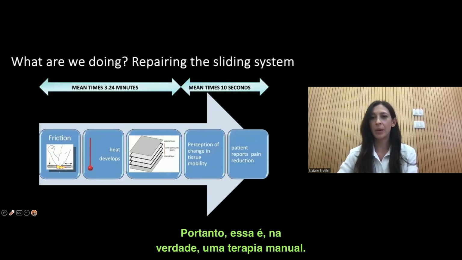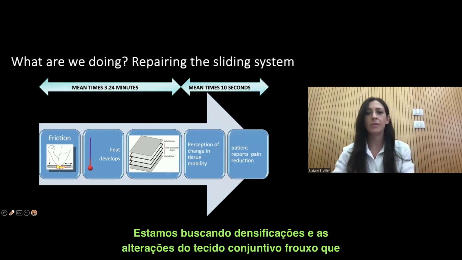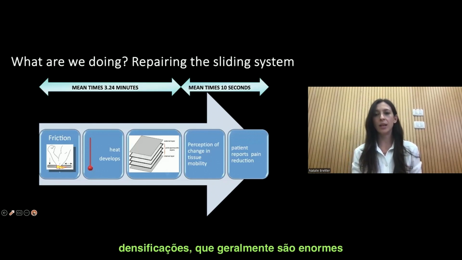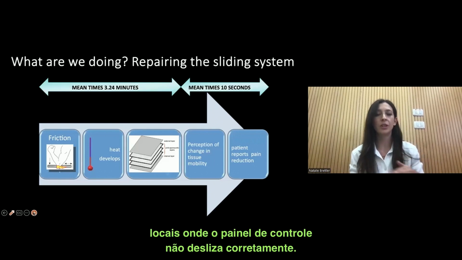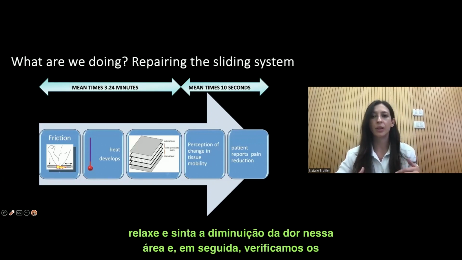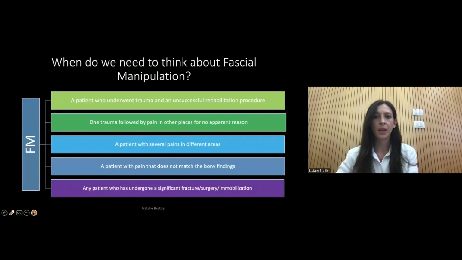So this is actually a manual therapy. We are searching for densifications, the changes of loose connective tissue that Marco explained. And for a treatment we take something like 6 to 8 densifications, which are usually places where the fascia does not slide correctly. We treat them with manual therapy for up to 3 to 4 minutes until it relaxes. The patient also feels a decrease of the pain in that area. And then we check asterisks to see the before and after the treatment.